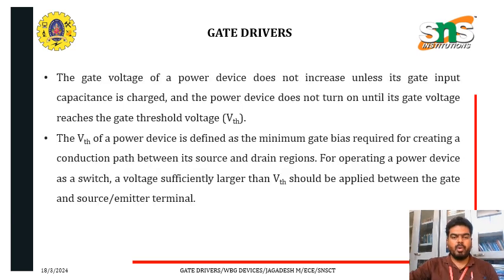The gate voltage of power devices does not increase unless its gate input capacitance is charged, and the power device does not turn on until its gate voltage reaches the gate threshold voltage, that is VTH. The VTH of power devices is defined as the minimum gate bias required for creating a conduction path between its source and drain regions. For operating a power device as a switch, a voltage sufficiently larger than VTH should be applied between the gate and source terminals.